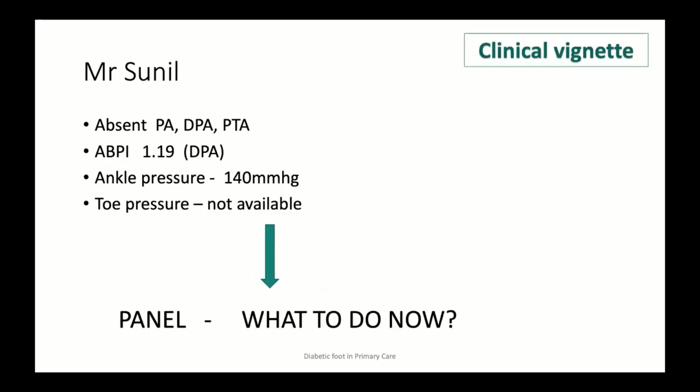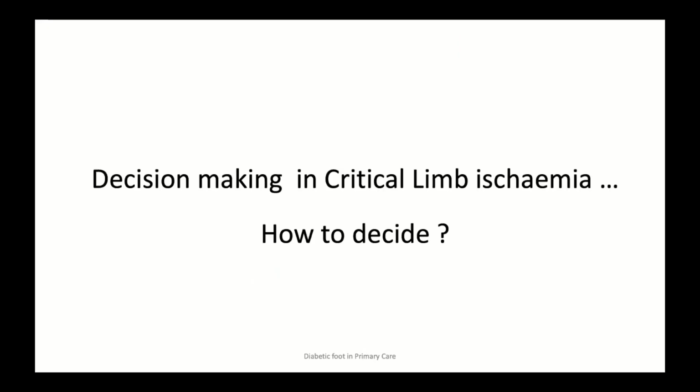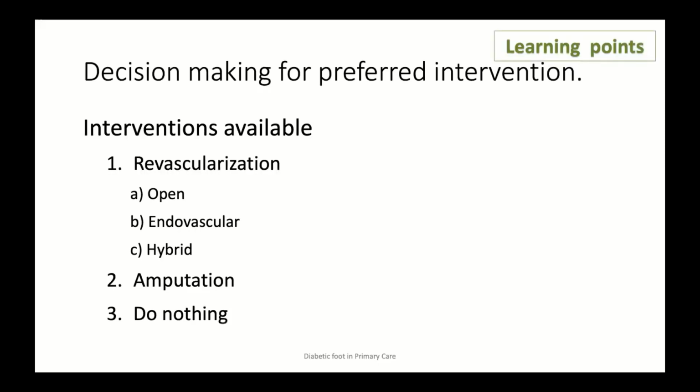Okay, so our patient comes back, Mr. Sunil. There are absent foot pulses, the ABPI wasn't reliable, and we don't have toe pressure. Now, what do we do? What can we do? So then there's the issue of more technical aspects of vascular disease and diabetic foot disease. How do we decide when it comes to critical ischemia and how to manage it?